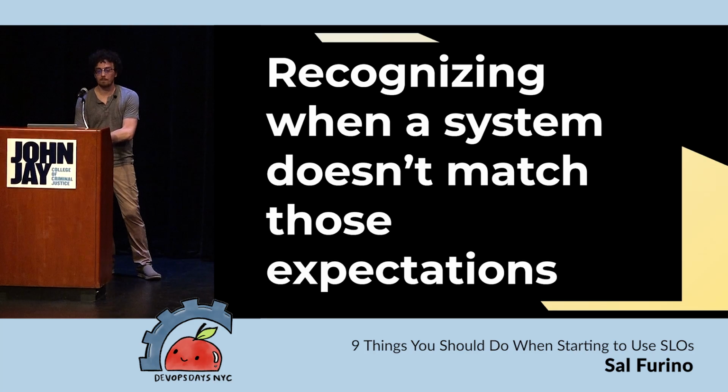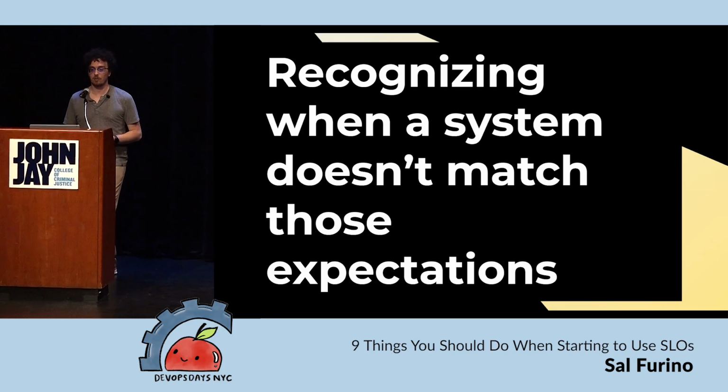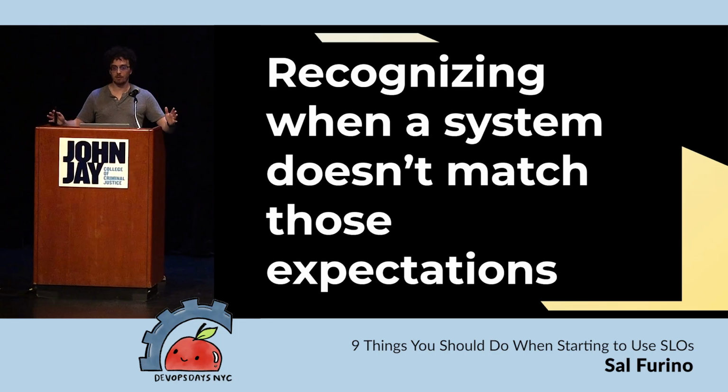Moving on to our next section here. Recognize when a system doesn't meet those expectations. So we have the right signals. We have some good objectives, actions, and corresponding time windows now. What else could there be? How we process those signals, how we document them, how we review them and learn for continuous improvement.